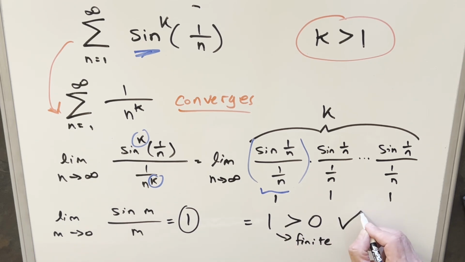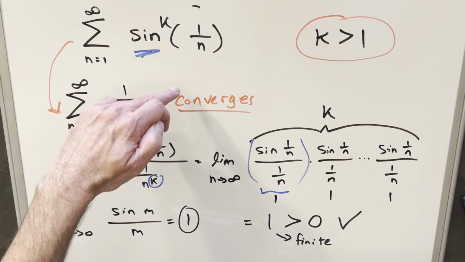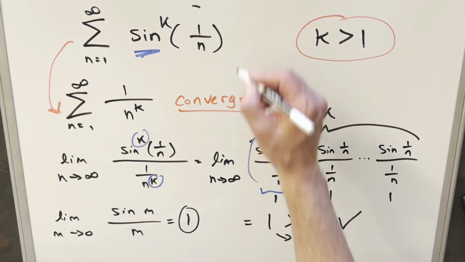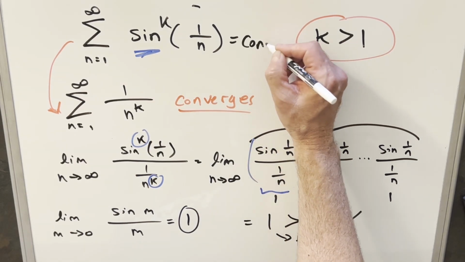So this is going to pass the test, which means our original sum is going to have the same convergence as what we have here. And so we can say that this also converges.